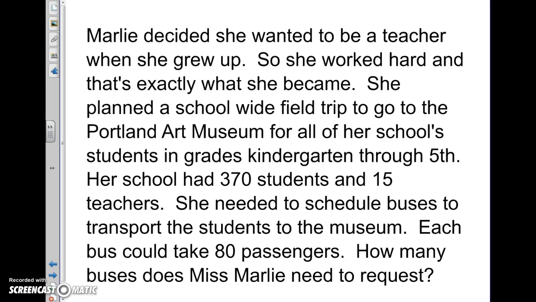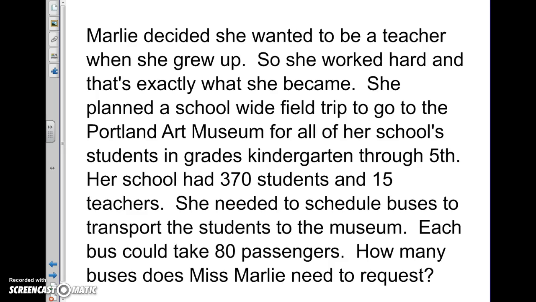Marley decided she wanted to be a teacher when she grew up. Yay! So she worked hard, and that's exactly what she became. She planned a school-wide field trip to go to the Portland Art Museum for all of her school's students in grades kindergarten through 5th. Her school had 370 students and 15 teachers.